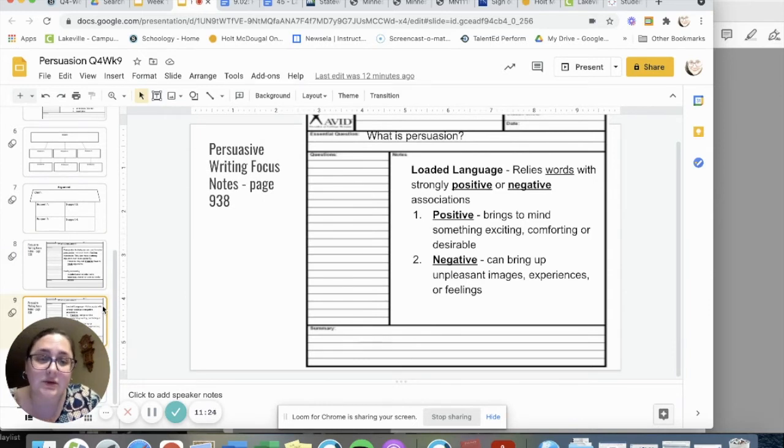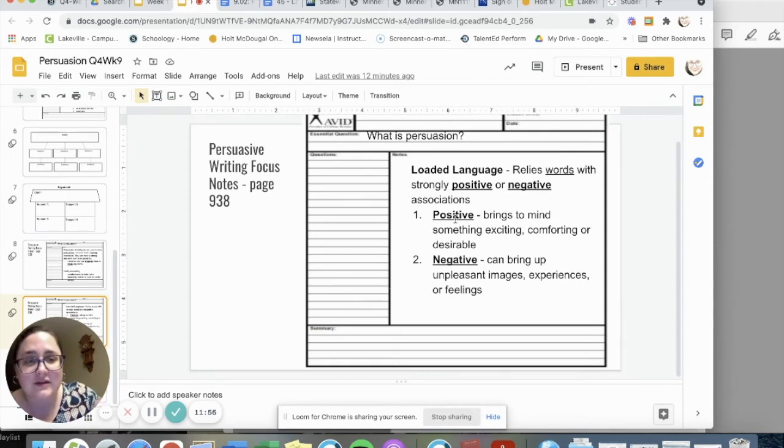Another one is loaded language. Loaded language relies on words with strongly positive or negative associations. So with loaded language, basically they're using words to support or detract from what they're saying because they don't actually have evidence to support it. So they're going to use certain words and adjectives to try to make their point, even though they don't have evidence to support their claim.